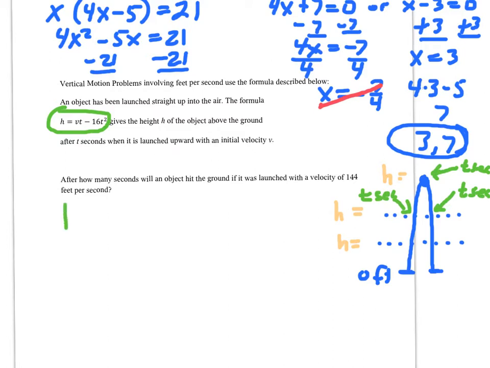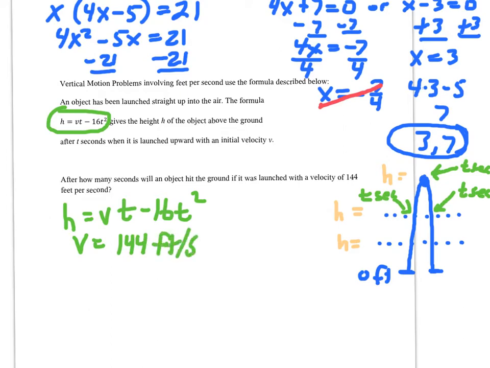H equals VT minus 16T squared. Now, you have two T's in this. They stand for the same thing, and yes, they are showing up twice in the equation. So what we're given in this one is actually one thing in disguise and one thing directly. We're given that V equals 144 feet per second.